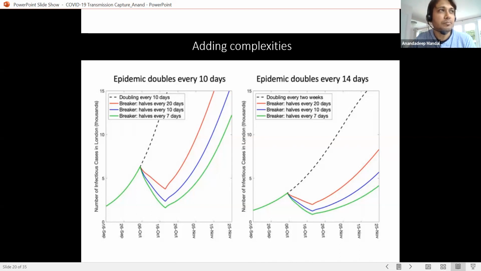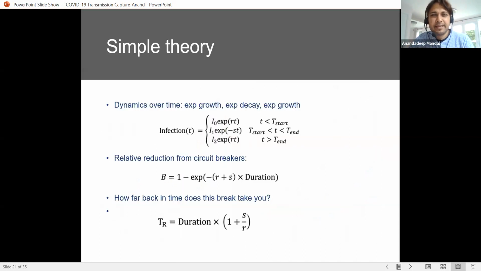Increase hospital capacity, tweak the age group classifications, close schools, open schools, all those things. So, simple theory. This is just for an explanation. So what happens in the circuit breaker? Very, very simple. Exponential growth, exponential decay, again exponential growth. Why exponential decay? Circuit breaker, lockdown, you go down. Why exponential growth? Again, it opens up and you get a bang, you go up.